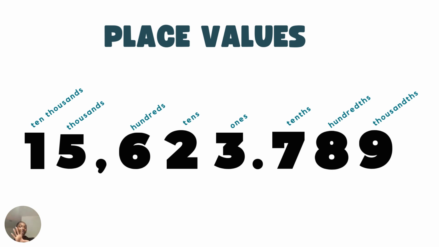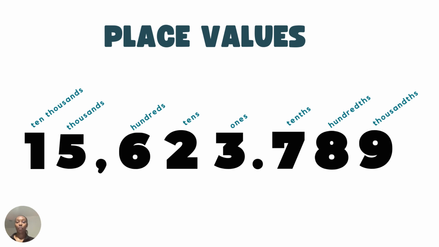Let's see an example with the number 15,623.789. If you look at the number 5, for example, that 5 is in the thousands place. And the 7 is in the tens place. So every number has a place value that it holds. This is very important when we are rounding numbers, because you'll round a number depending on what place value it is held in.